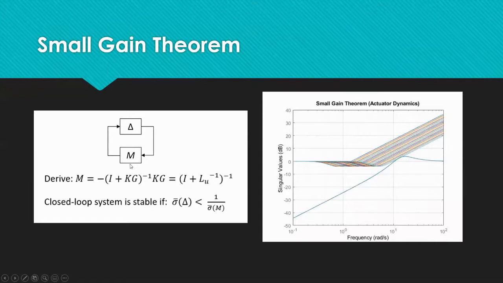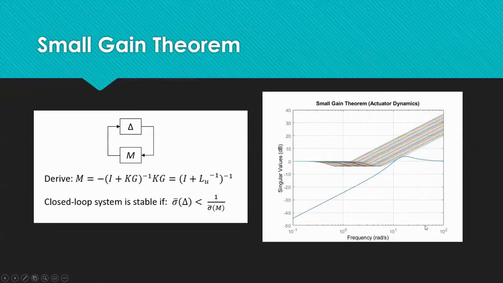Small gain theorem states that as long as the maximum singular values of the actuator are less than the inverse of the maximum singular values of the M transfer function, then the closed loop system will be stable. This is a conservative test, meaning that the system could still be stable if these curves overlap. However, separation is enough to prove stability.